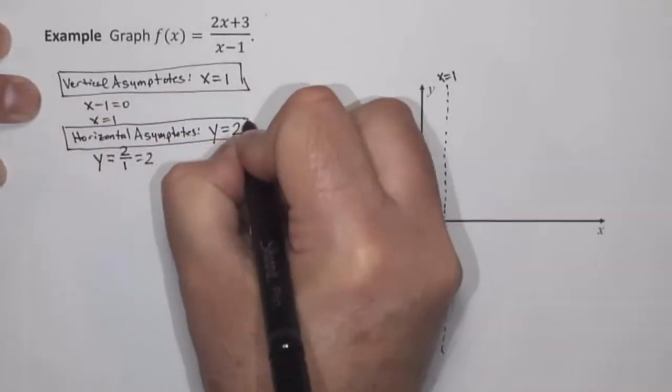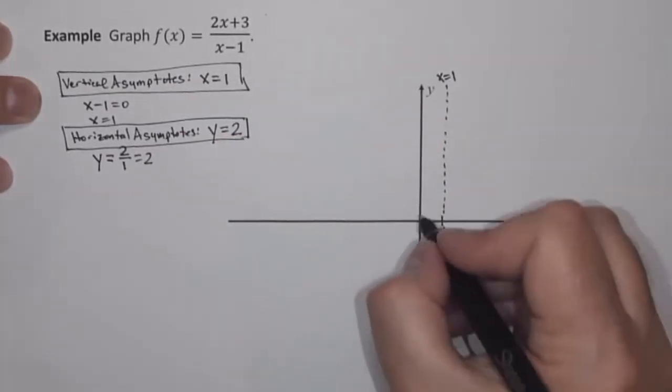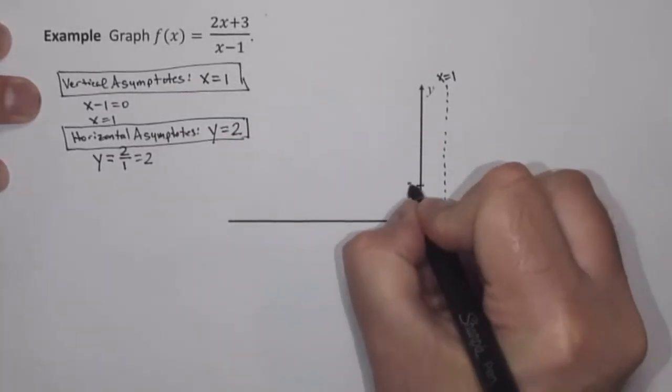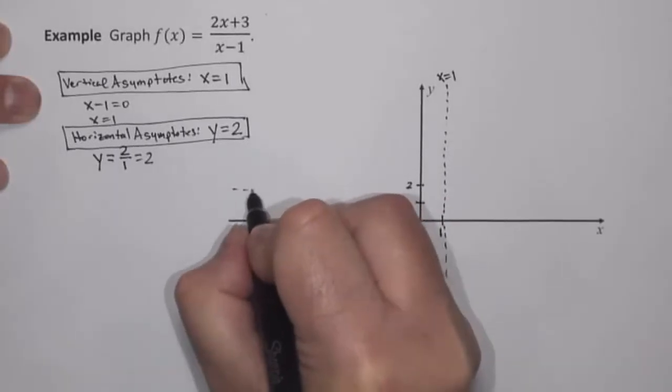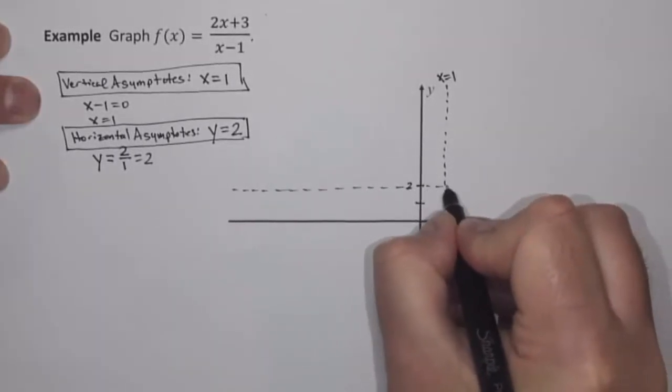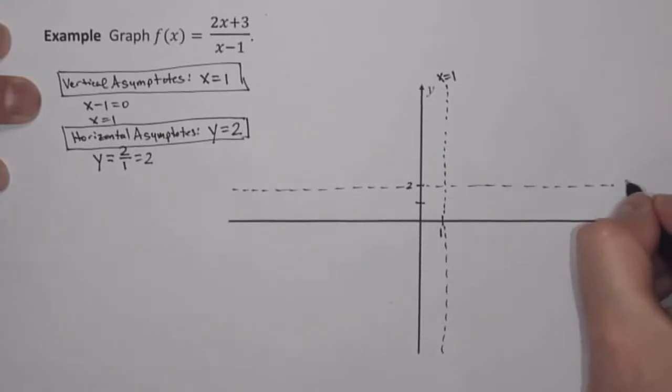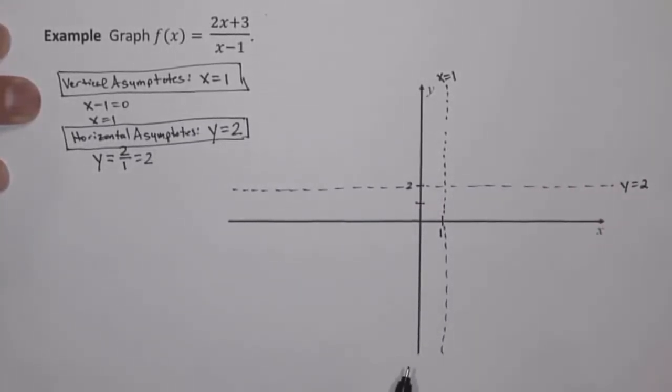That's another key feature of this graph. So here's 1, here's 2, and so I'm going to have a horizontal line that goes through 2 on the y-axis, and that is our horizontal asymptote.